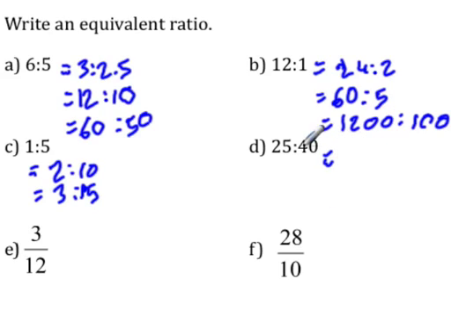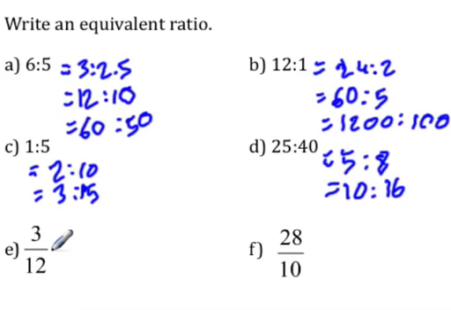One that I want to point out right off the bat here is both 25 and 40 are divisible by 5. So if we're going to reduce this, this would be 5 to 8, because 25 divided by 5 is 5. 40 divided by 5 is 8. If we're going to then double this one, so 2 times 5 is 10. 2 times 8 is 16. Those are all equivalent ratios as well.